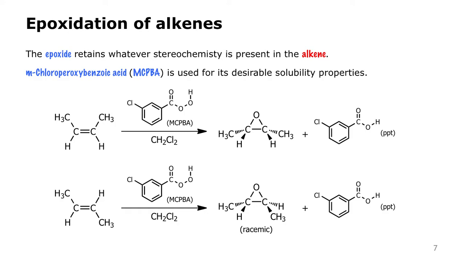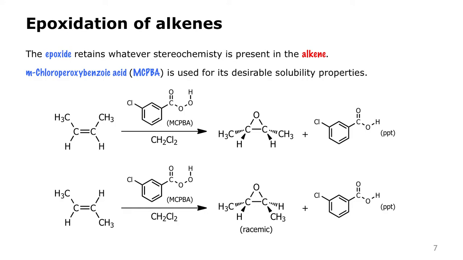The epoxide is going to retain whatever stereochemistry is present in the alkene. And what I mean by that is, if you look at these two examples, here we have a cis alkene, the methyl groups are cis, and those methyl groups will be cis on the newly formed ring. So if you think about the stereochemistry of these methyl groups with respect to the ring, they are cis. If the methyl groups are trans, then these methyl groups will retain that trans stereochemistry on the newly formed ring. This one would be formed in a racemic way.